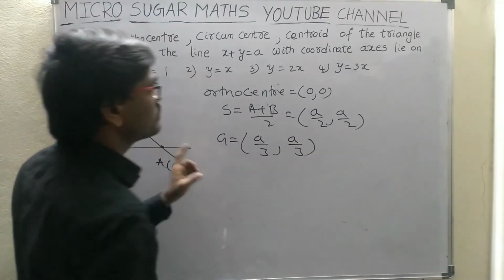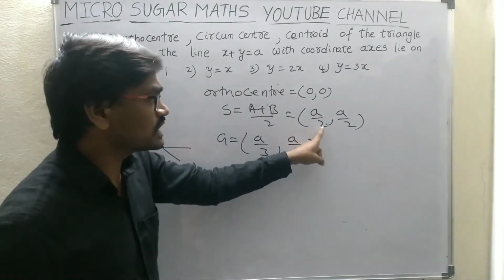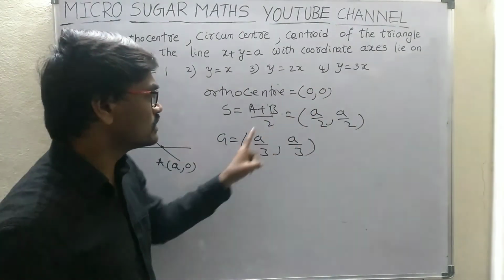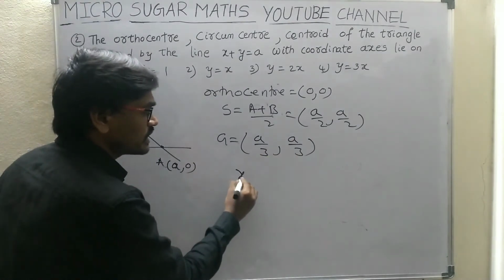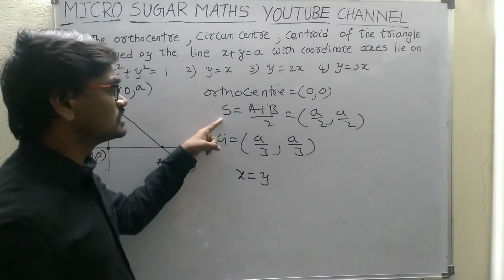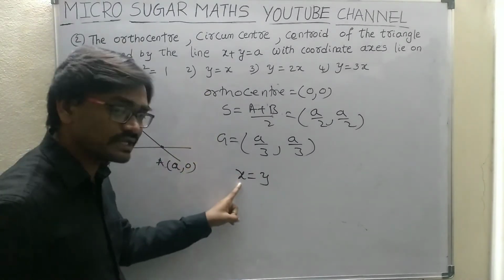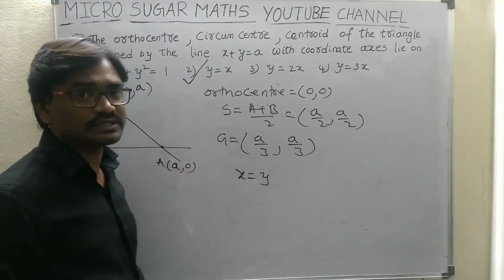Now students, I am observing here that the x coordinate and y coordinate are both equal. Here also, the x coordinate and y coordinate are both equal. Here also, both are equal. That's why x is equal to y. The orthocenter, circumcenter, and centroid all lie on the line x is equal to y. Means our second option is correct.